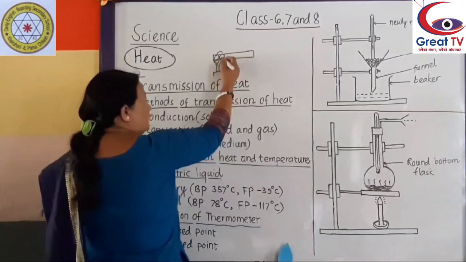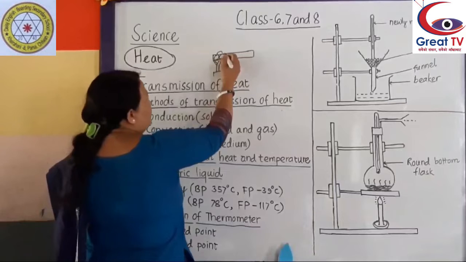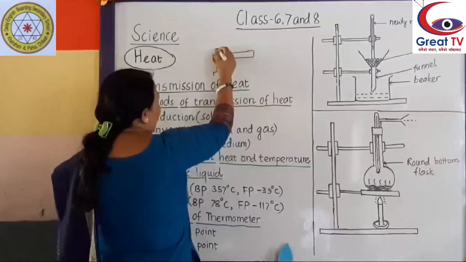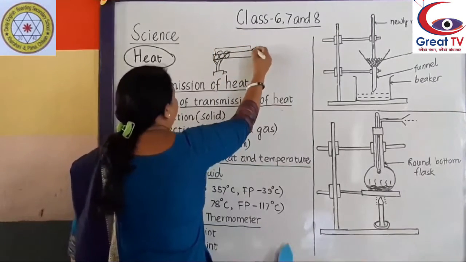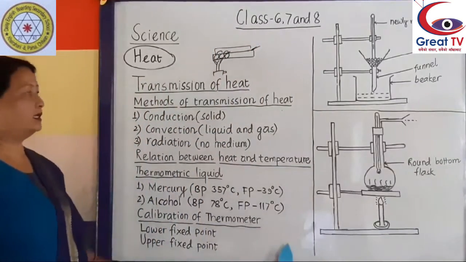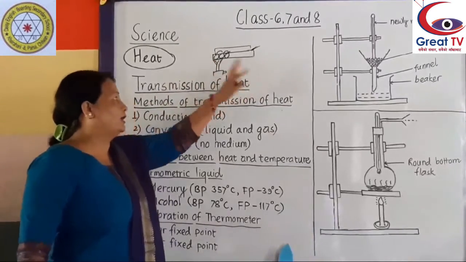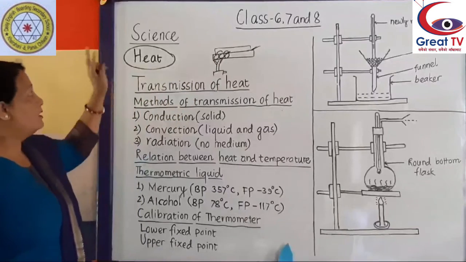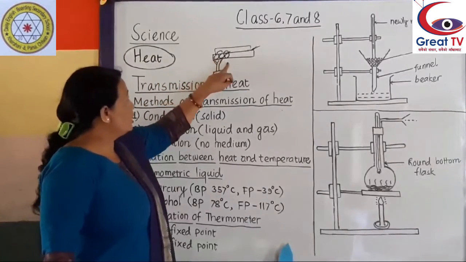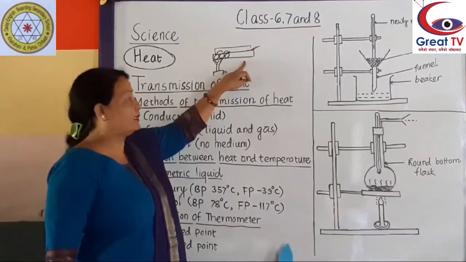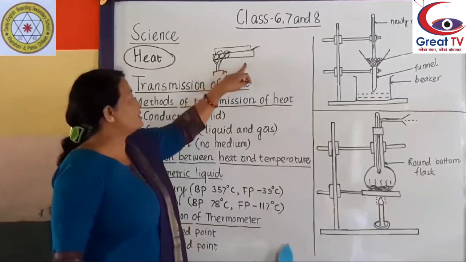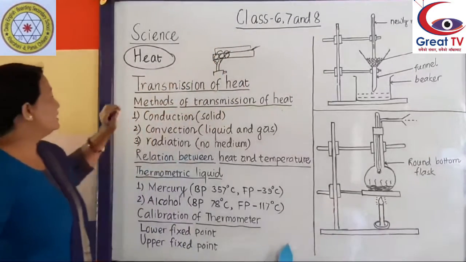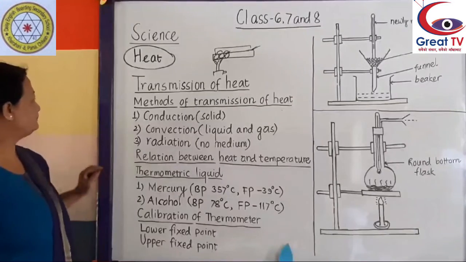The second molecule also gets heat from the first molecule and transfers heat to the third molecule. In this way, heat is transferred from this point to that point and your hand feels hot. So, this is the conduction method of transfer of heat. Molecules do not change their position, but they transfer heat from one point to another point. This method is called the conduction method.